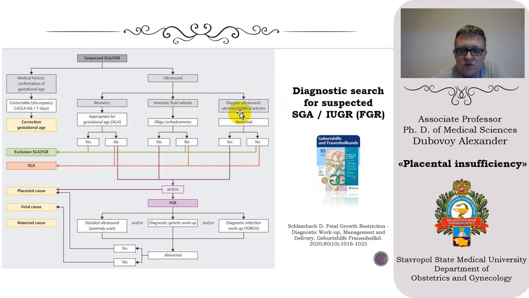And Doppler ultrasound, uterine and umbilical arteries: abnormal, no; is normal, yes, maybe small for gestational age. No, but maybe fetal growth restriction. Detailed ultrasound anomaly scan and the diagnostic genetic workup, maybe diagnostic infection workup, TORCH infection, and maybe we find a different cause of placenta insufficiency: placental cause, fetal and maternal cause.